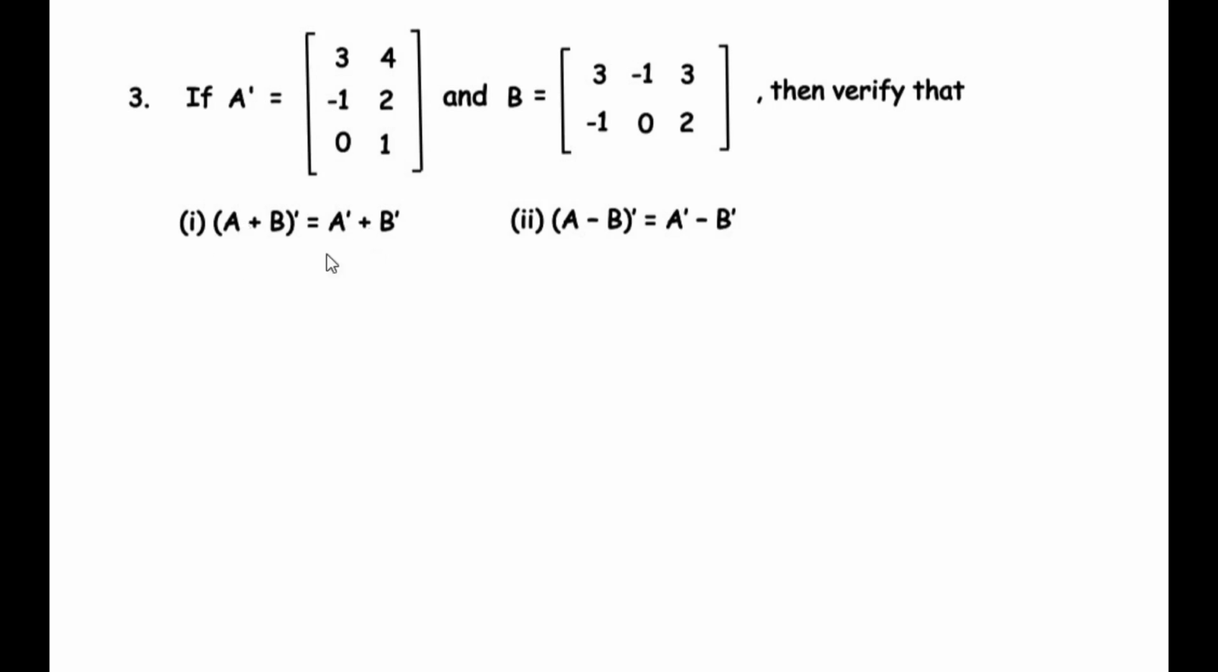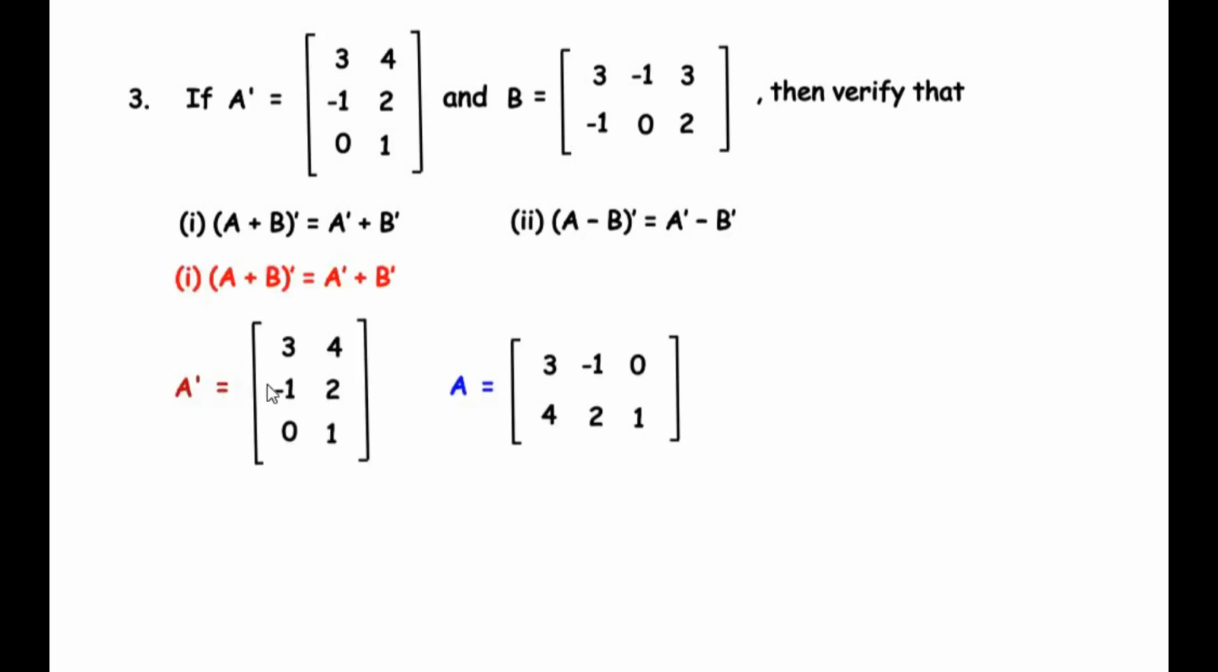So let us start with the first one. Now here the A transpose matrix is taken. And to find A, we are going to perform the exact same steps which we performed in finding the transposes. So here the column changes into a row. So from A transpose we are going to get A by changing the column into a row. So 3, minus 1, 0, the column elements have become the row elements. Similarly the second column becomes the second row.